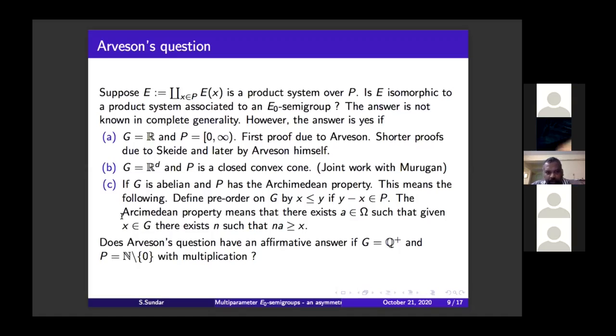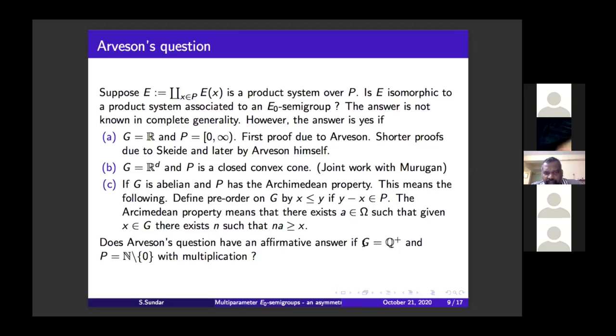So the question that I want to pose in this talk is, does Arveson's question have an affirmative answer for the following thing? Look at G equals Q plus, that is, positive rationals. That's a group under multiplication. Look at the natural numbers, N minus 0. For me, natural numbers always include 0, so I am subtracting 0 from N. So it is the natural numbers 1, 2, 3, etc. That's a semigroup with multiplication.